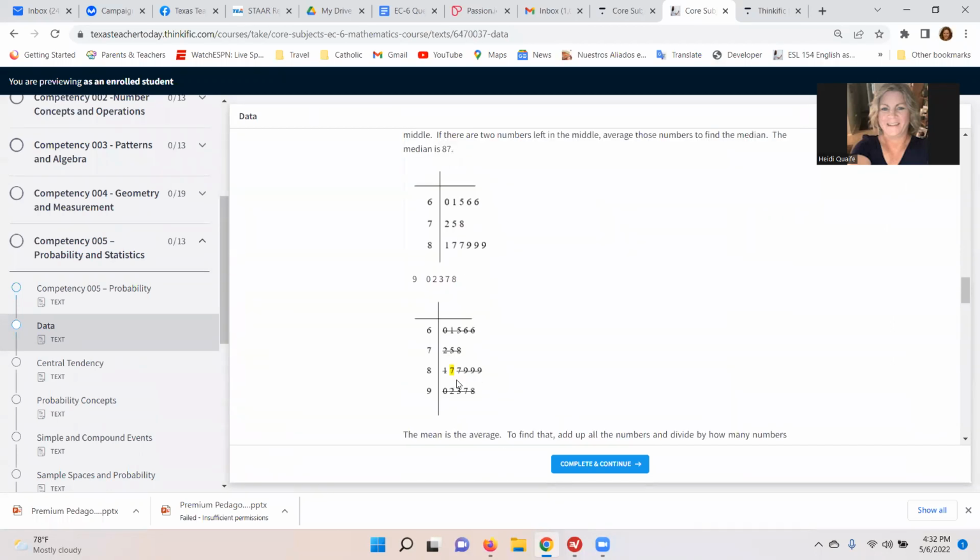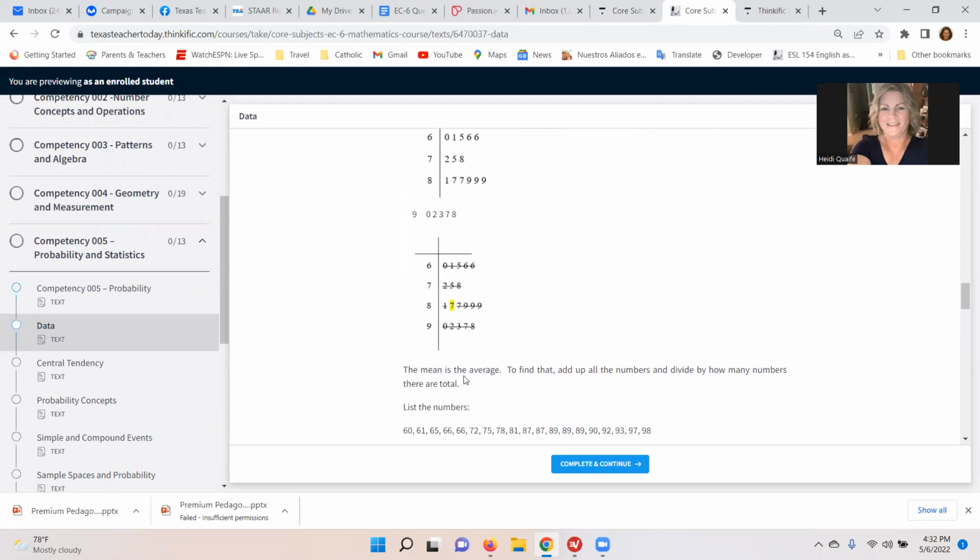To find the median, that's the number in the middle. We're going to cross out the one number on each side until we get to the middle. So we would cross out 60 and 98, 61 and 97. And we would keep doing that until we're left with only 87.